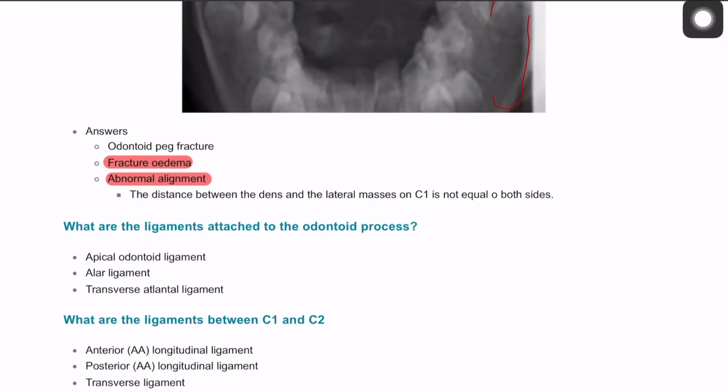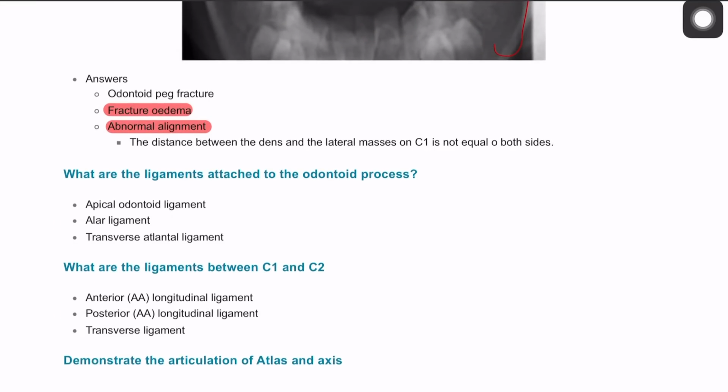Okay, so another question is asking about the ligaments attached to the odontoid process. So we do have a few ligaments attached to the odontoid process. So this is the odontoid peg. You will have the apical ligament, which is coming all the way up to the skull like that. So this is the apical ligament. If you remember the head and neck anatomy, we mentioned that the apical ligament is one of the contents of the foramen magnum, all right? And also we have the alar ligament, which comes on both sides like this. And again, you have the transverse ligament, which will be sort of moving like that.